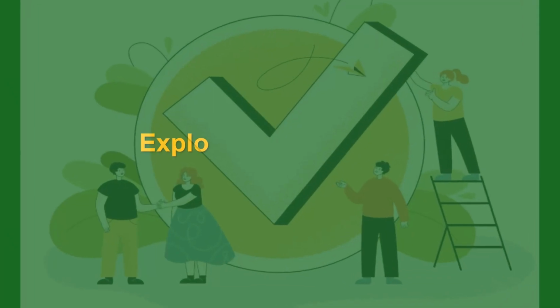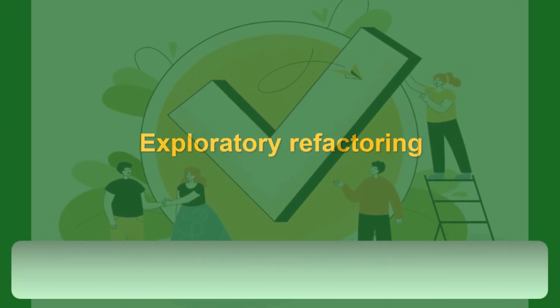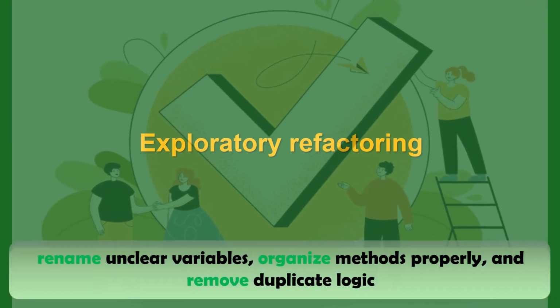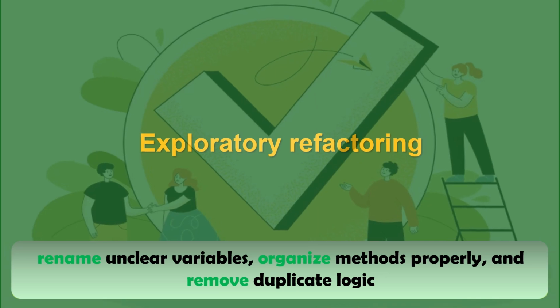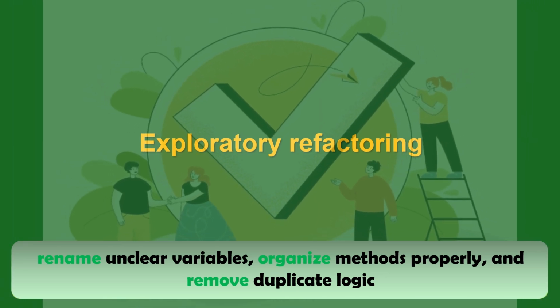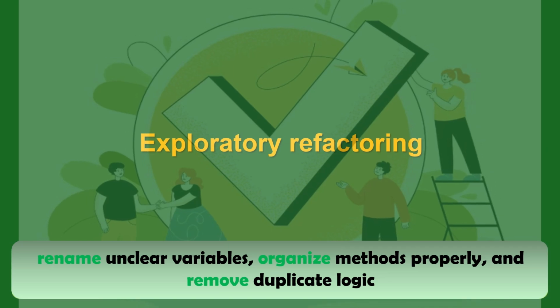Now let's see what exploratory refactoring is. Exploratory refactoring happens when developers improve the code mainly to better understand the system itself. This is especially important in legacy systems where the documentation may be poor or outdated. For example, a developer working on an old banking application may rename unclear variables, organize the methods properly, and remove duplicate logic simply to understand how the system works internally.